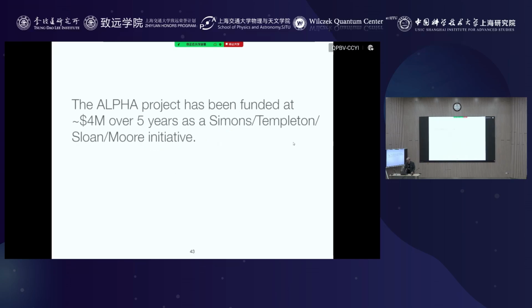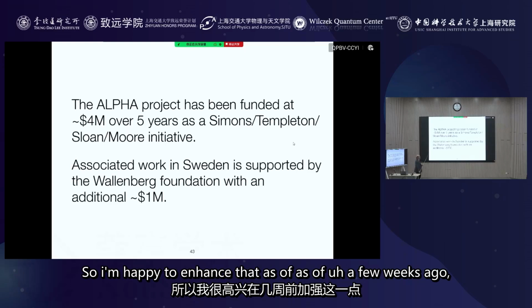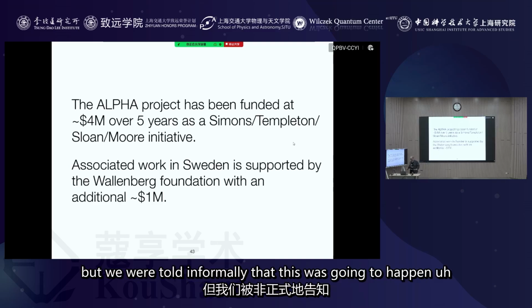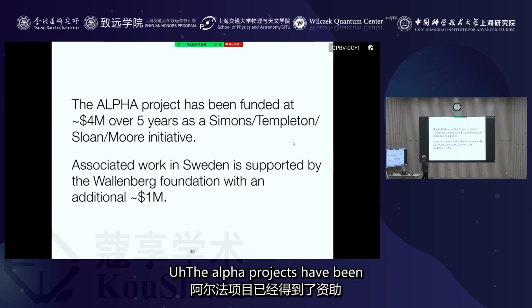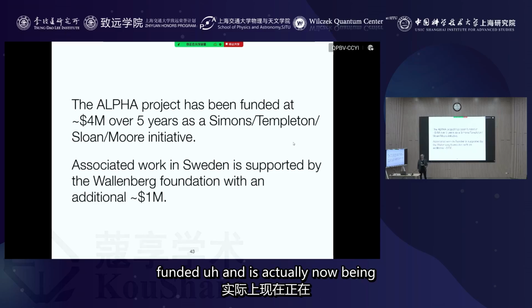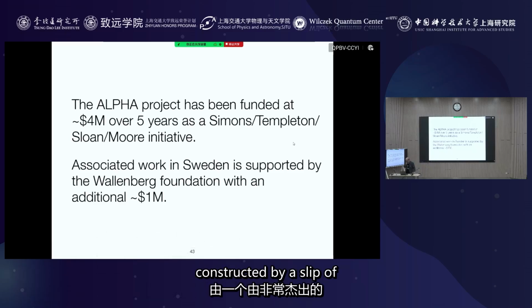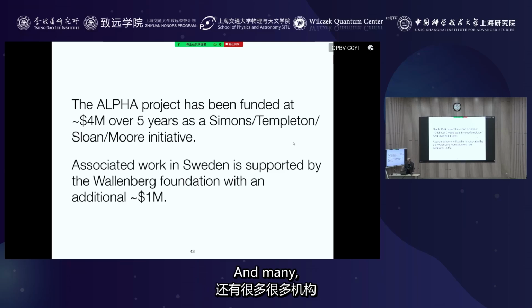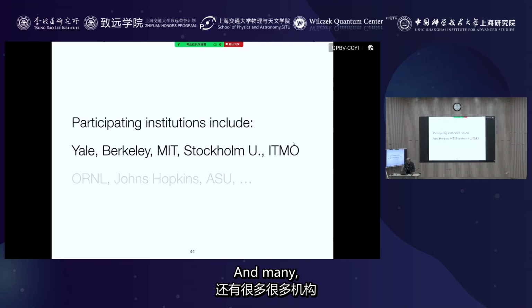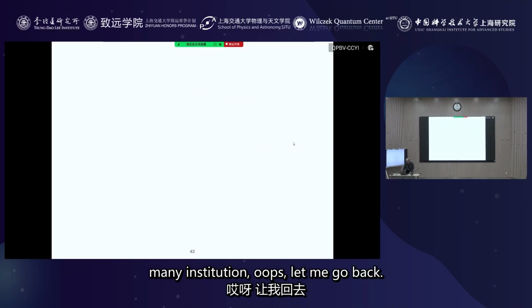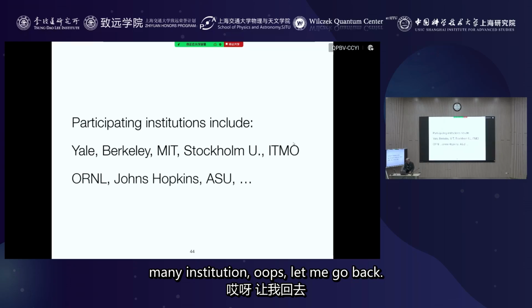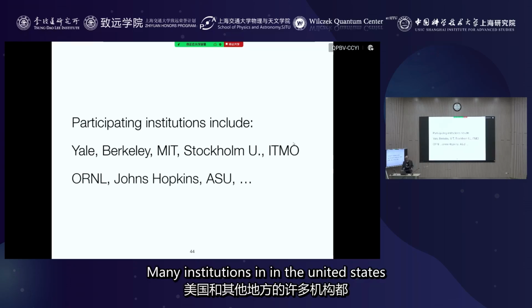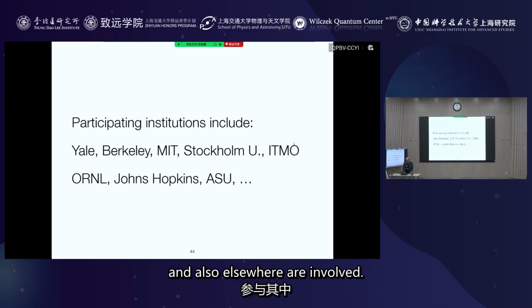Okay, so I'm happy to announce that as of a few weeks ago, but we were told informally that this was going to happen about a year ago, the Alpha project has been funded and is actually now being constructed by a consortium of very distinguished foundations and many institutions in the United States and also elsewhere.